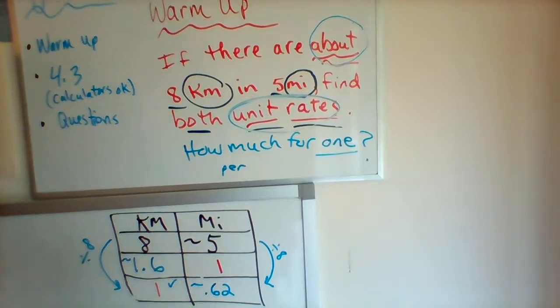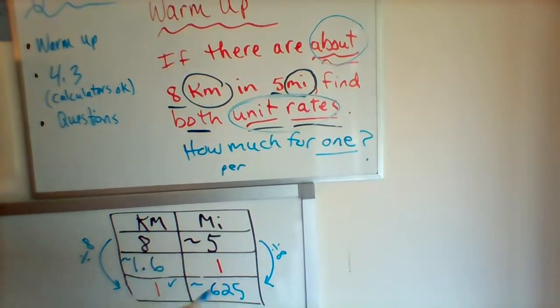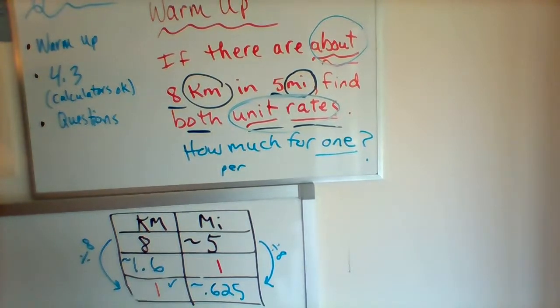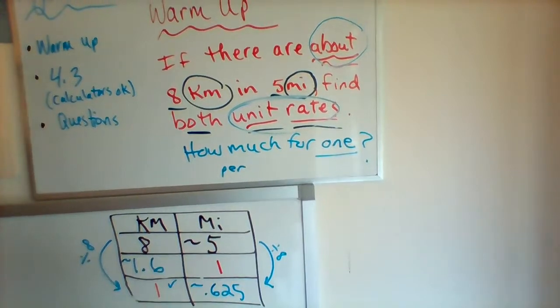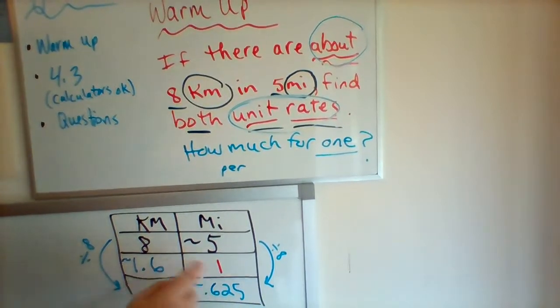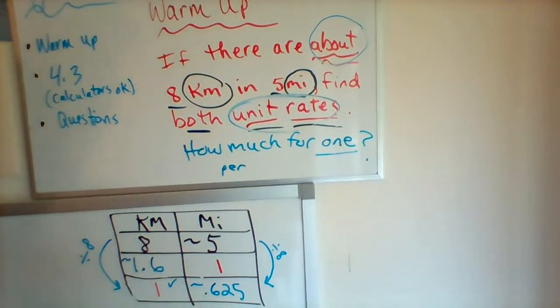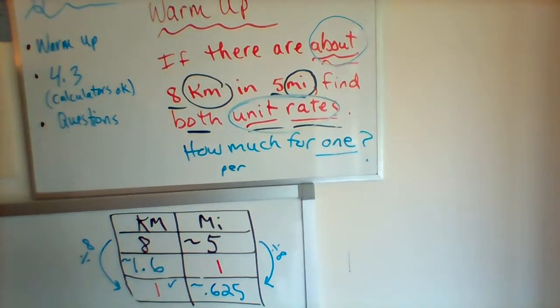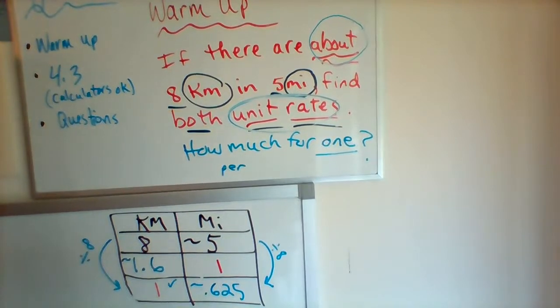It should have terminated here at 0.625. Would you guys double check that, please? Everybody should have done 5 divided by 8, and that means that you guys got both of your unit rates, which is really good. Give yourselves a round of applause.